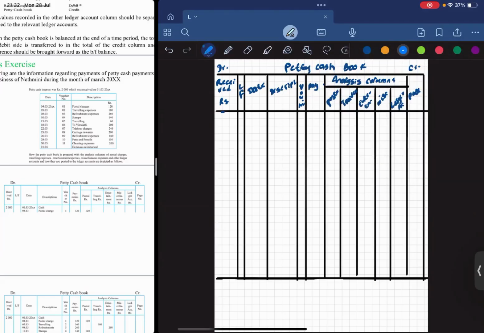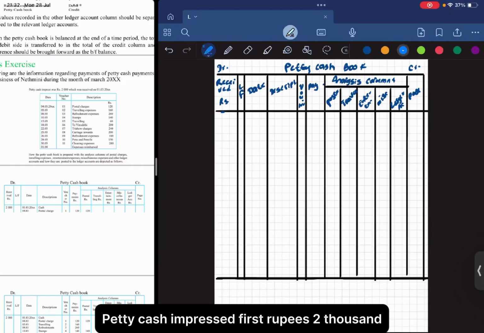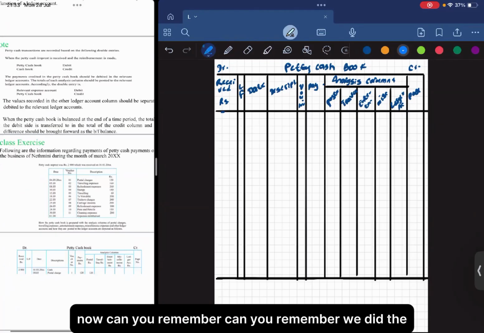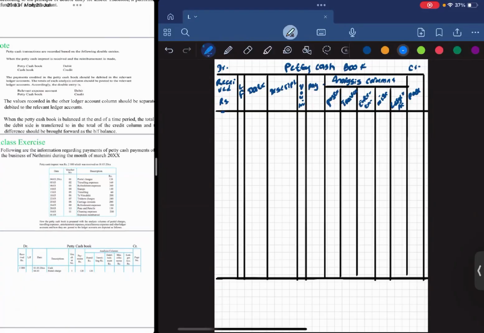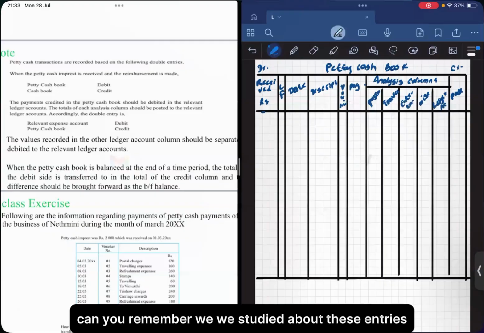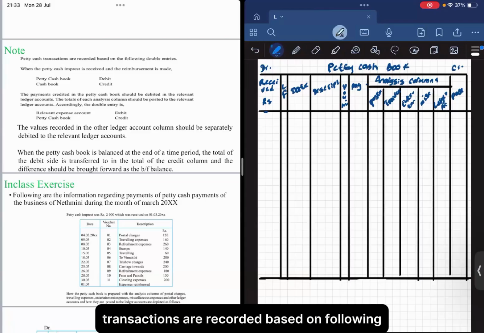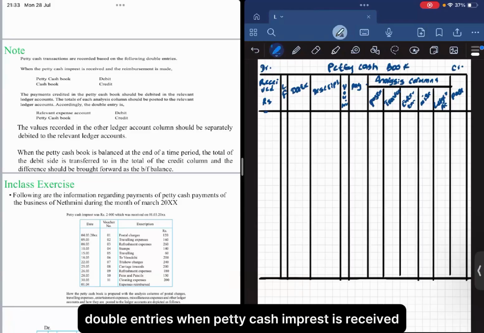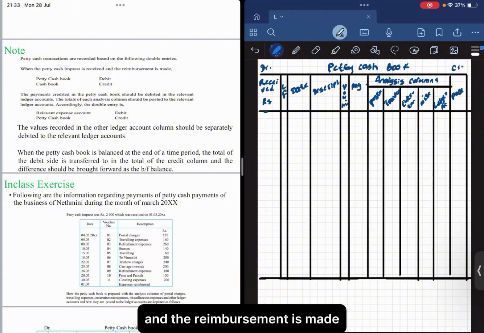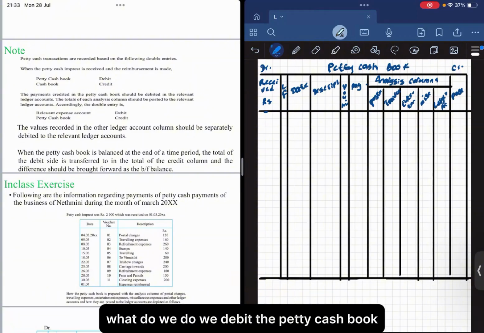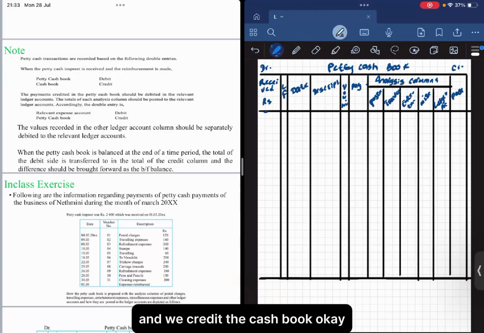Petty cash imprest was rupees 20,000, which was received on 1st March 2025. Can you remember we studied these entries? Petty cash transactions are recorded based on the following double entries. When petty cash imprest is received and the reimbursement is made, we debit the petty cash book and we credit the cash book.